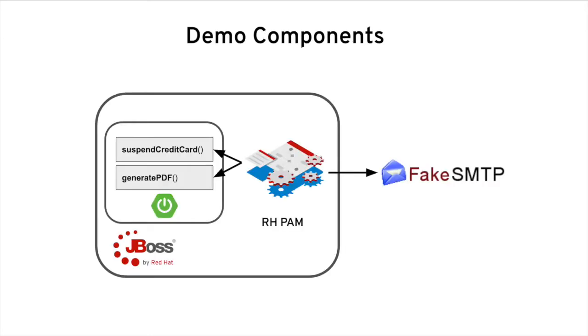The components used in this demo are Red Hat Process Automation Manager deployed on JBoss EAP, along with some Spring Boot services. One of the services is there to suspend the credit card, and the other is to generate the PDF that would be sent to the printing engine and then posted to the customer's address. To send email notification, I'm using the fake SMTP server. Now let's go to the demo.